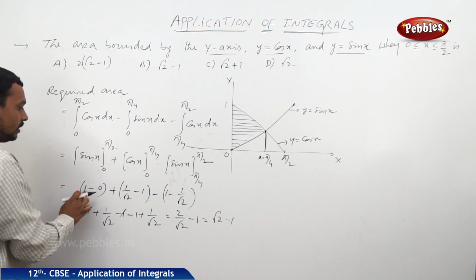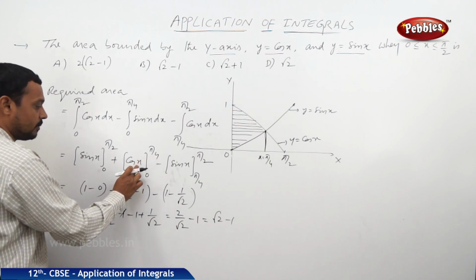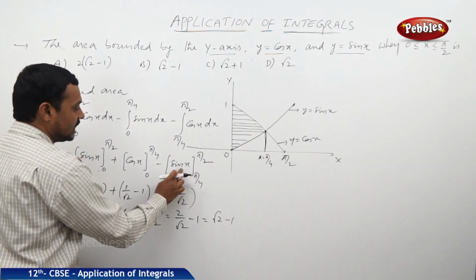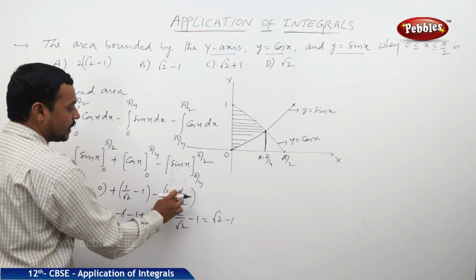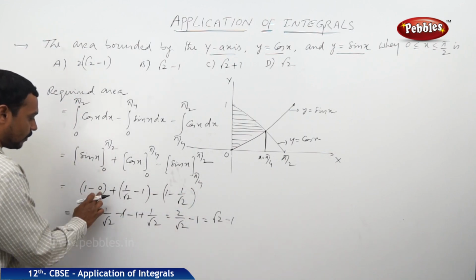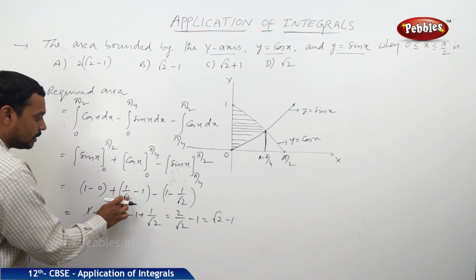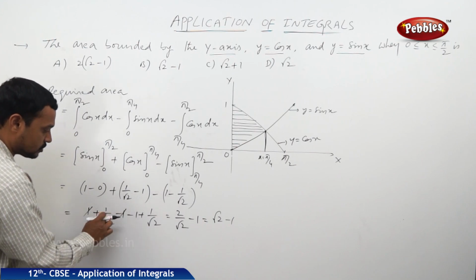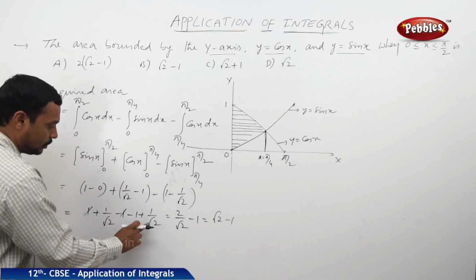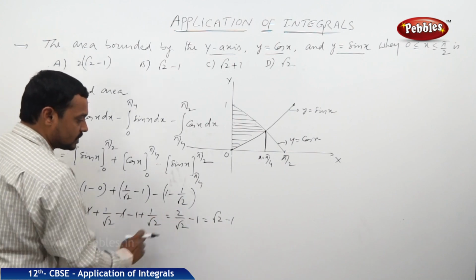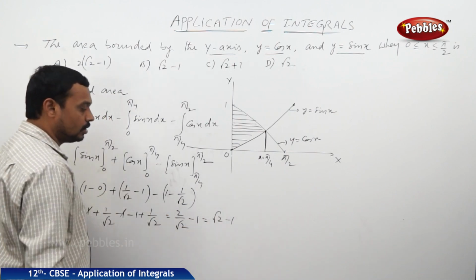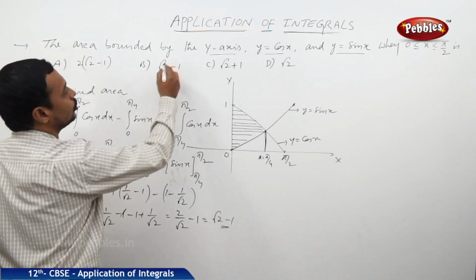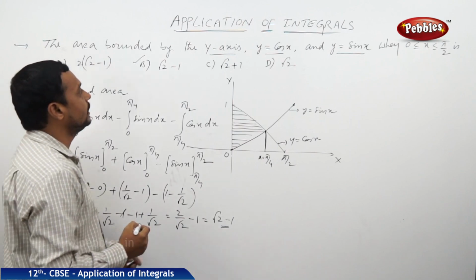Sin pi by 2 is 1, minus sin 0 is 0, cos pi by 4 is 1 by root 2, cos 0 is 1, minus sin pi by 2 is 1, minus sin pi by 4 is 1 by root 2. Therefore, 1 minus 0, plus 1 by root 2 minus 1, minus 1 plus 1 by root 2. Of course, minus 1 plus 1 gets cancelled. 1 by root 2 plus 1 by root 2, 2 by root 2, minus 1. Now, 2 by root 2 is equal to root 2. Therefore, the required area is root 2 minus 1, that is option B.